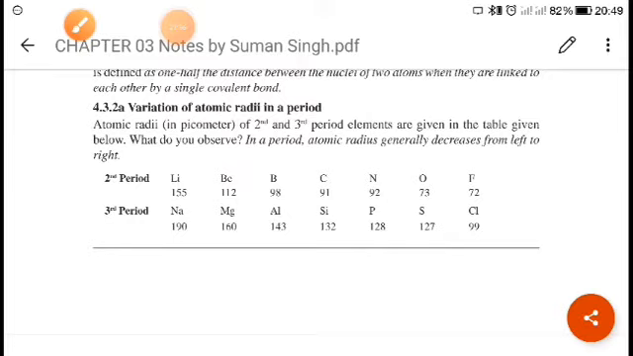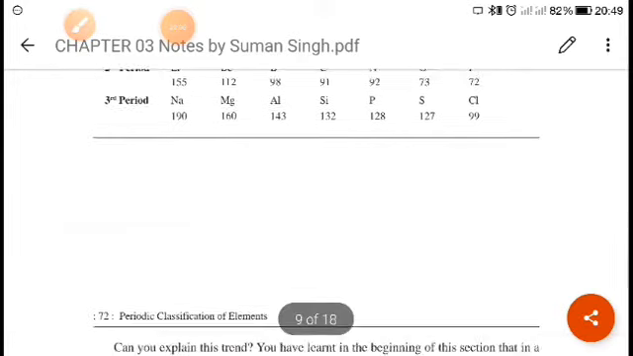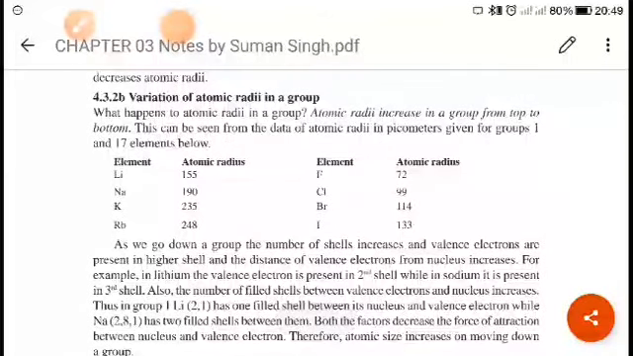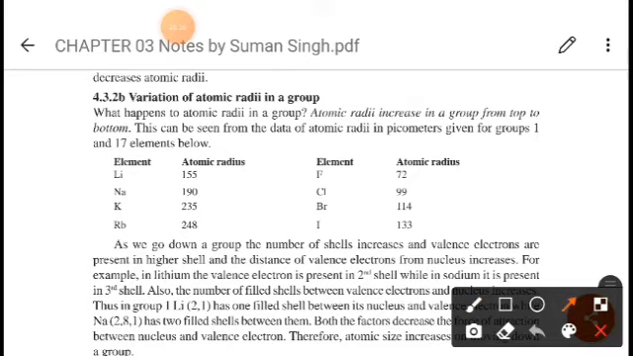Now, after this, we will see the variation of atomic radius in a group. When we move down the group, what will happen? The nuclear charge increases with the atomic number, because the atomic number is increasing. When we go down the group, the atomic number will increase, as you can see here.